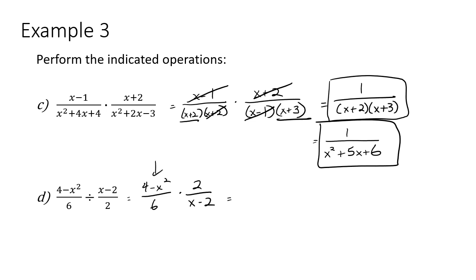4 minus x squared is actually a difference of perfect squares. So that's going to factor into 2 plus x times 2 minus x. And that 6 I'm going to write as 2 times 3 because I'm going to reduce that 2 away in just a second. And this is 2 divided by x minus 2. But again, that's a flipped version of what we've got up here with the 2 minus x.